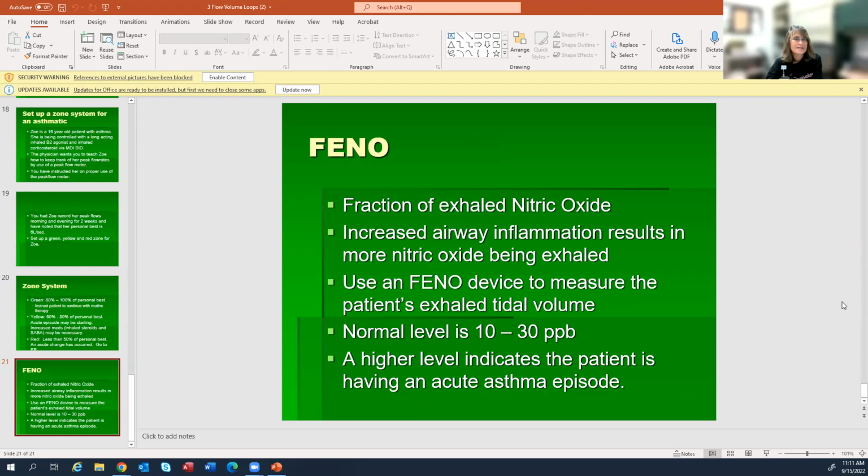And then exhaled nitric oxide, we produce more nitric oxide when we're in bronchospasm or having an acute asthma attack. So some doctors' offices measure exhaled nitric oxide, and that's how they follow the amount of inflammation occurring in the lungs with asthmatics. We want to see 10 to 30 parts per billion as being normal. If it's higher than that, they're still having an asthma exacerbation, and they would still require medications if the number is higher than 30 parts per billion.